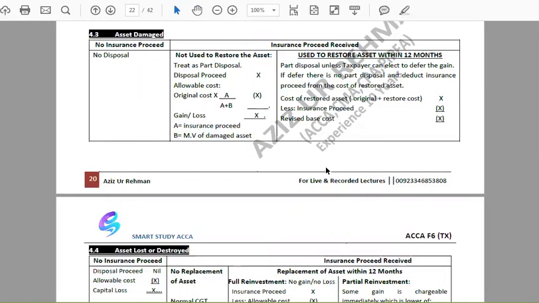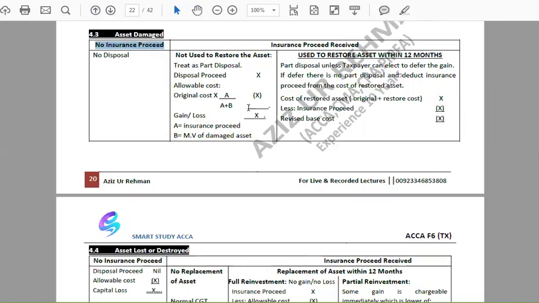The main point which you should consider is the insurance proceeds. You need to decide whether the insurance proceeds have been received or not. If the insurance proceeds have been received, the tax implication will be different, and if they have not been received, the tax implications will be different. First of all, we will discuss the case in which no insurance proceeds have been received.